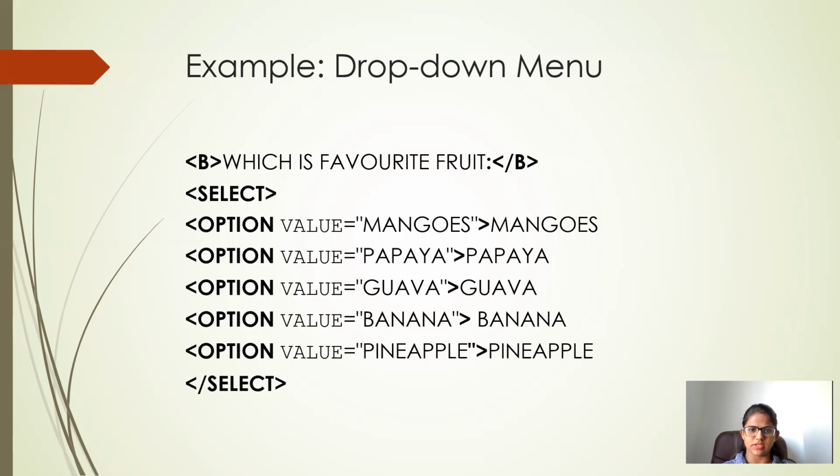Example of a drop-down list. Which is your favorite food? When you click on the drop-down list, you will get the options mango, option value papaya, option value guava, option value banana, option value pineapple. And then we are closing the select tag for selecting from the drop-down menu.